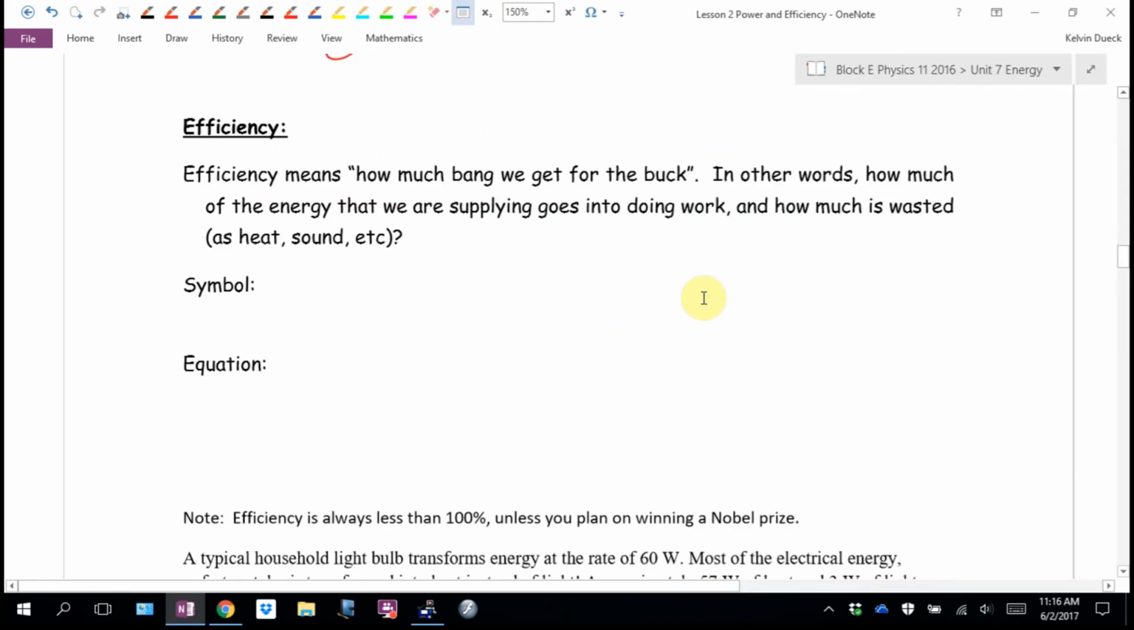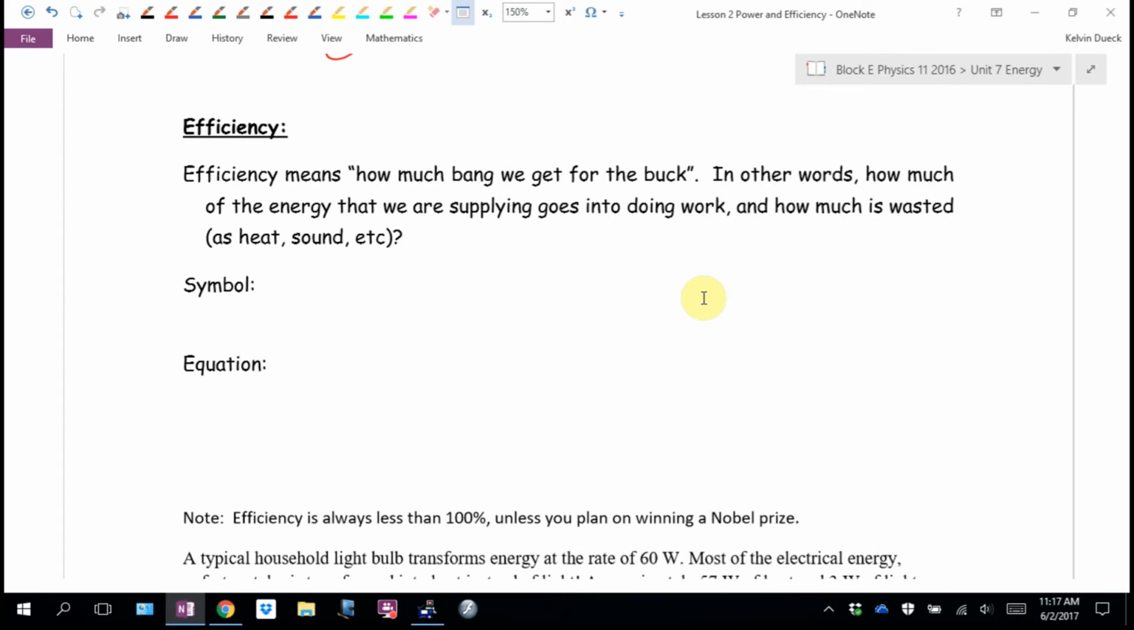Efficiency is another concept in physics. We talk about how efficient objects are. It's sort of how much bang you get for your buck. It's how much of the energy or the power that we're supplying goes into useful stuff, and how much of it is wasted, typically as heat and sound and other dissipative forces. Internal combustion engines, car engines, are terribly inefficient. A lot of the energy is just wasted as heat. The reason electric cars and hybrids get better mileage is that electric engines are more efficient. They don't give off as much heat.